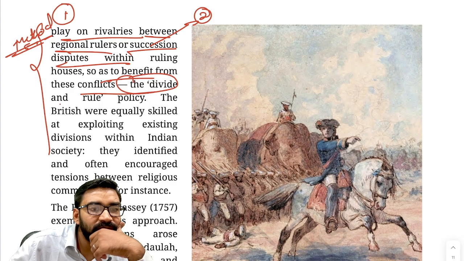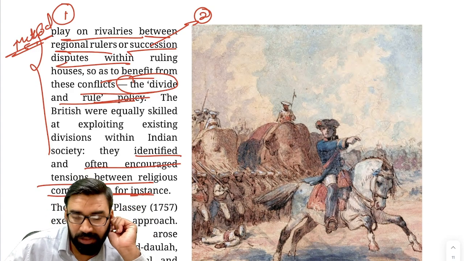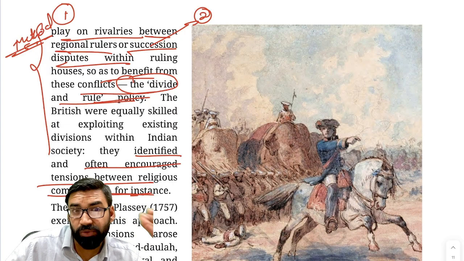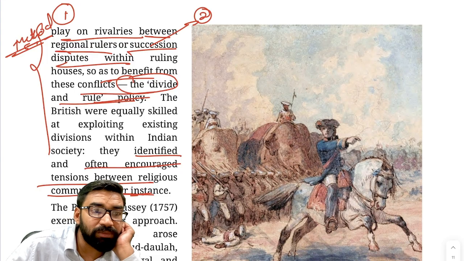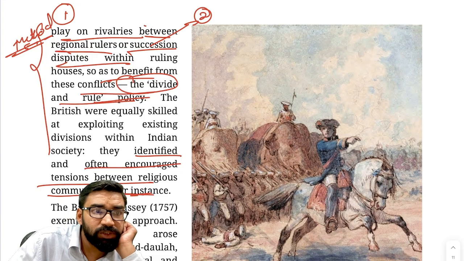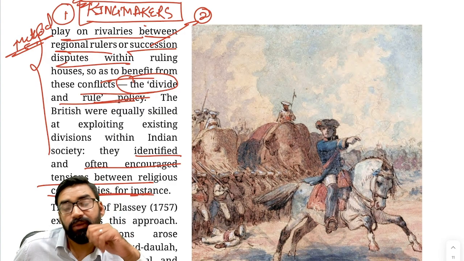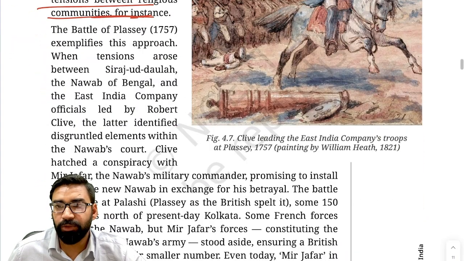Then third important thing, they brought in this divide and rule policy, and they identified and encouraged tension between religious communities. They also increased the tension between religious communities. Like Hindu-Muslim, the British destroyed Hindu-Muslim unity. This thing was also there, and in this way the British positioned themselves as kingmakers. Remember this.